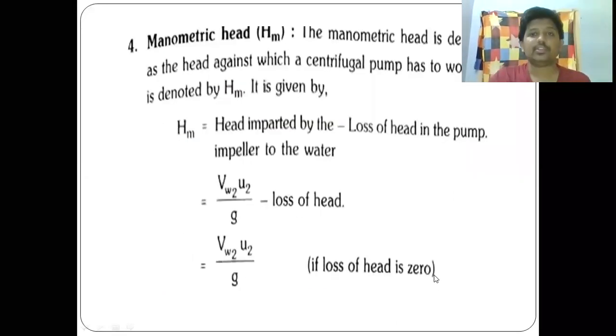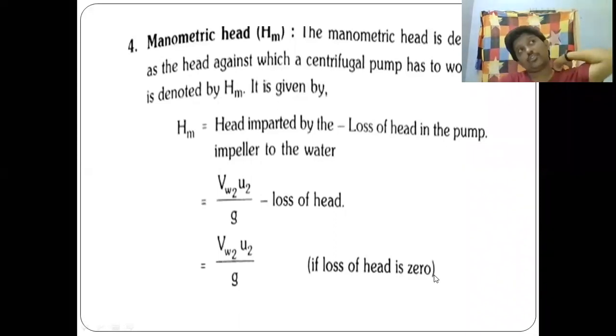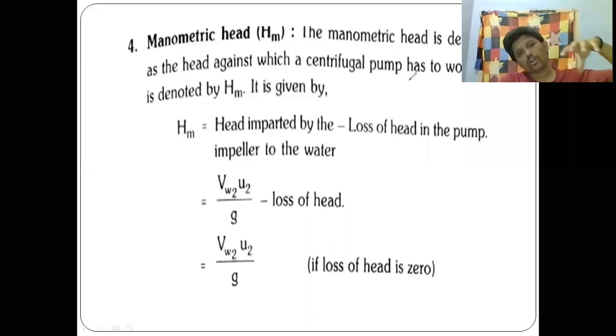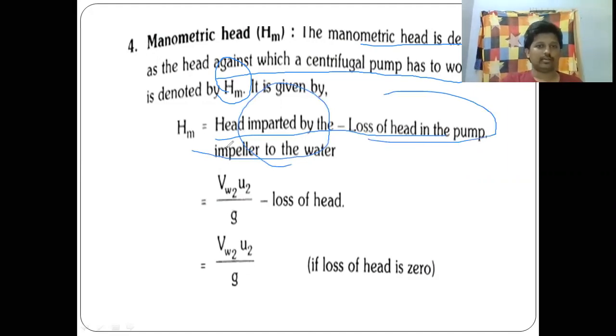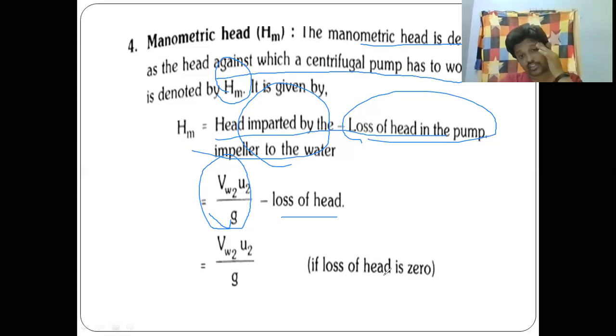Now the manometric head is the head against which we should do the work, right? Because propelling the water from ground level to the high level is something we should do work against. So manometric head is defined as the head against which the centrifugal pump should do some work. That is our Hm. How can I define this? It is the head imparted by the impeller minus the loss of head. So head imparted by the impeller is VW2 U2 by G. As shown in the previous section, minus loss of head. If loss of head is 0, we have VW2 U2 by G. This is our manometric head.